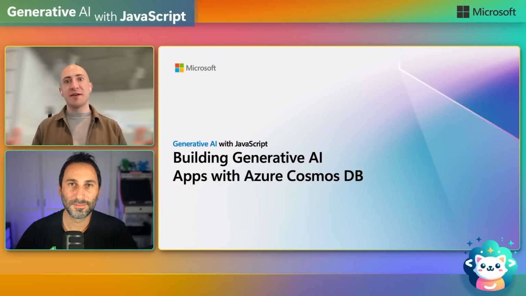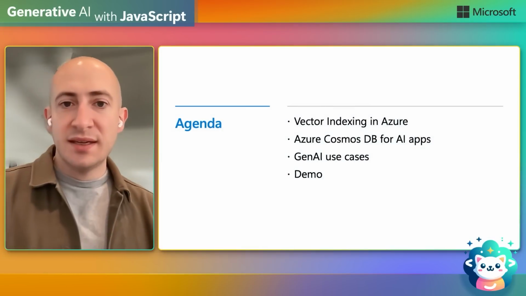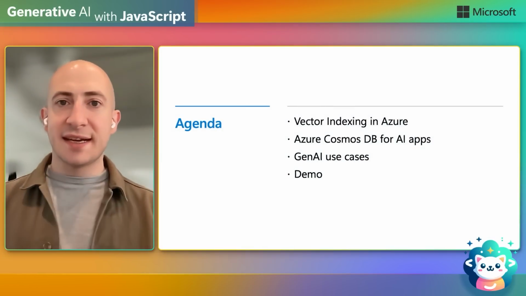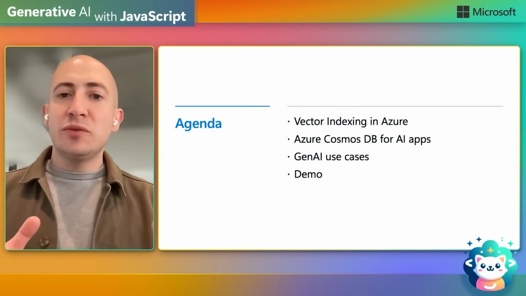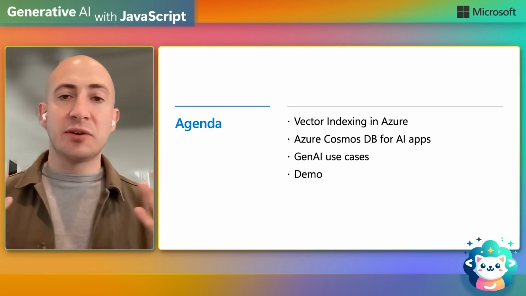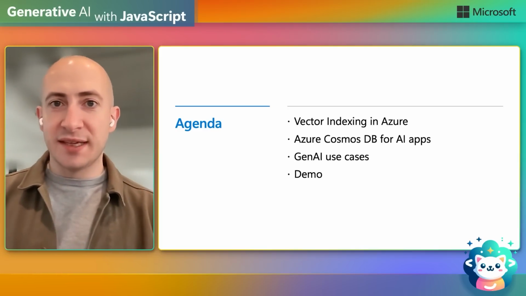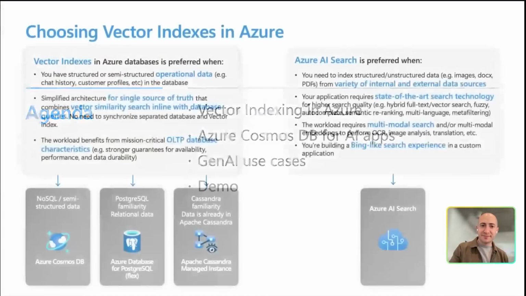Hi, everyone. I'm James Cadella, Product Manager in Azure Cosmos DB. Today, I'm joined by Johan, and we're going to be talking about building generative AI applications with Azure Cosmos DB in JavaScript, and Johan's going to show us a great demo at the end. Let's get into it. So we'll start out talking about vector indexing options in Azure. Then we'll dive into Azure Cosmos DB for AI apps. We'll look at some generative AI use cases with Cosmos DB. Then we'll go into that nice JavaScript demo that Johan has prepared for us.